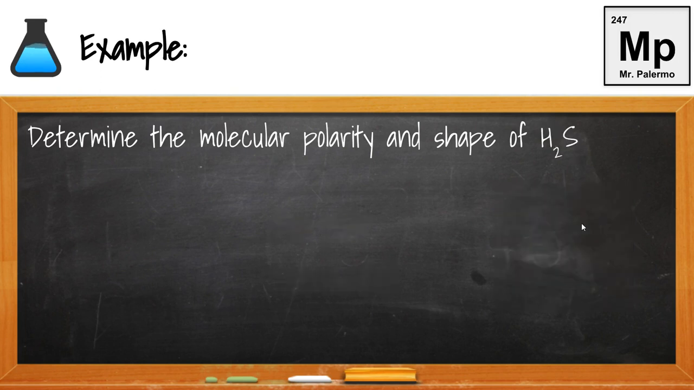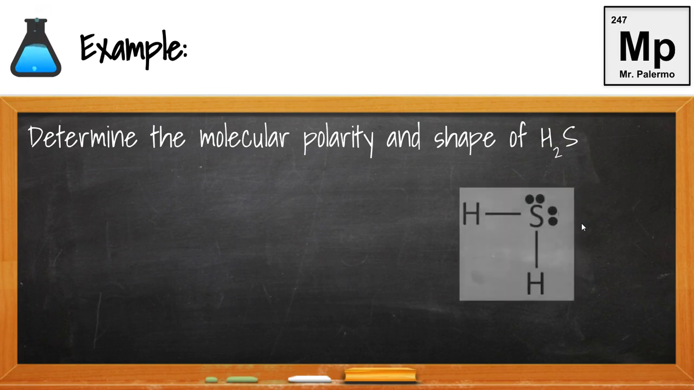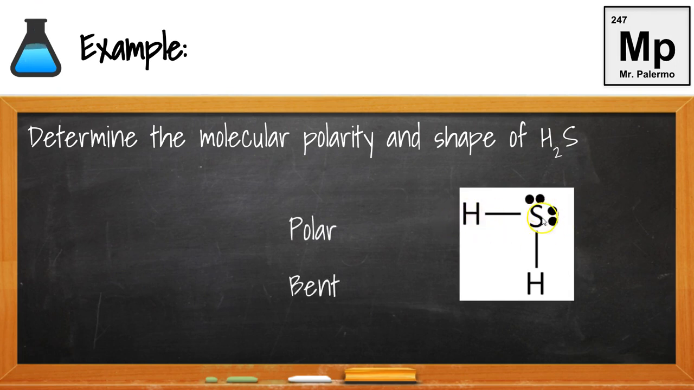Last example, determine the molecular polarity and shape of H2S. So when we draw out H2S, we see that it forms this bent shape. I see that it has lone pair electrons on the central atom, which automatically makes it polar. And because it's bending, it forms this bent shape, much like water.